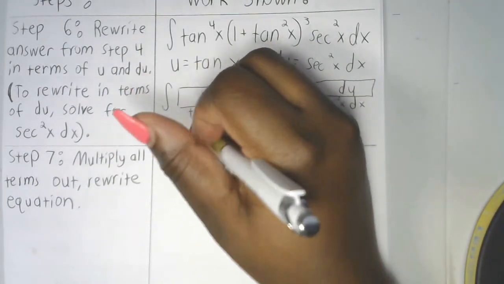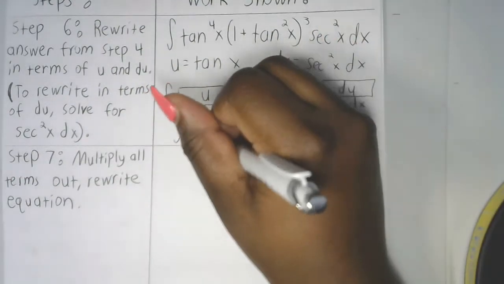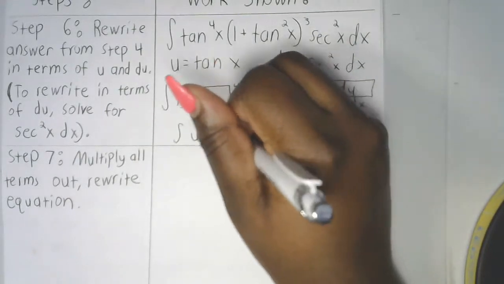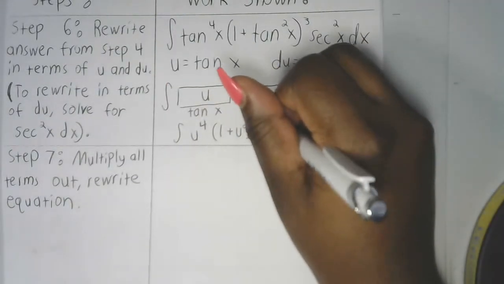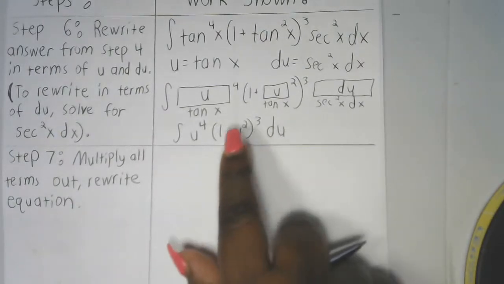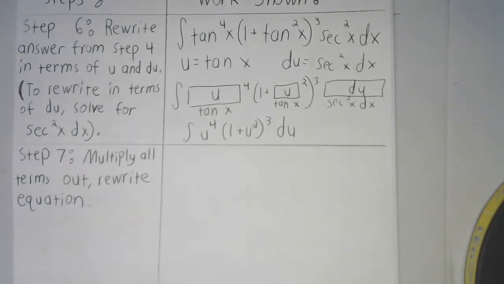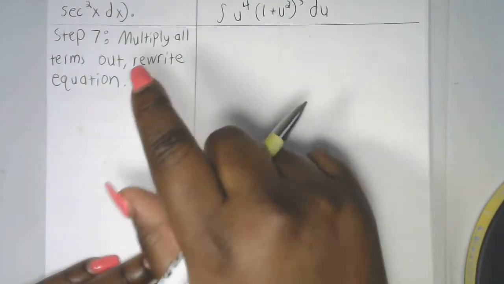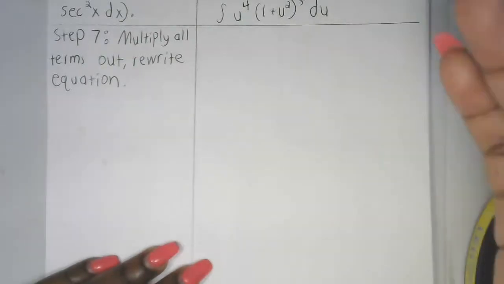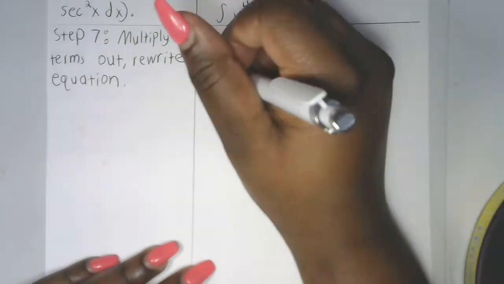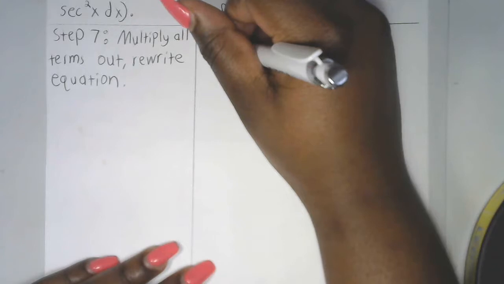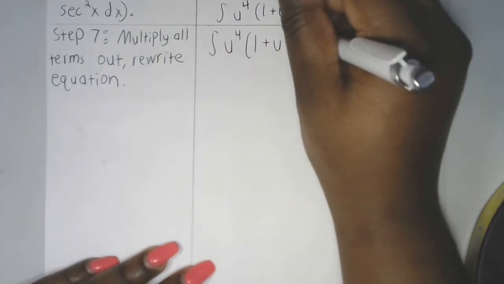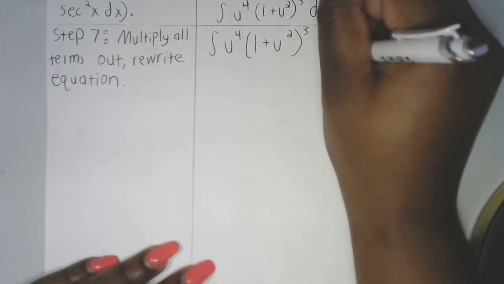U to the 4th times 1 plus u squared, and this whole thing cubed du. So that's what we have now for step 6. All right, so now let's go on to step 7. For step 7, we're going to multiply all the terms out, and then we're going to rewrite the equation. So what do we have from step 6? We have u to the 4th times 1 plus u squared, and this whole thing cubed du.